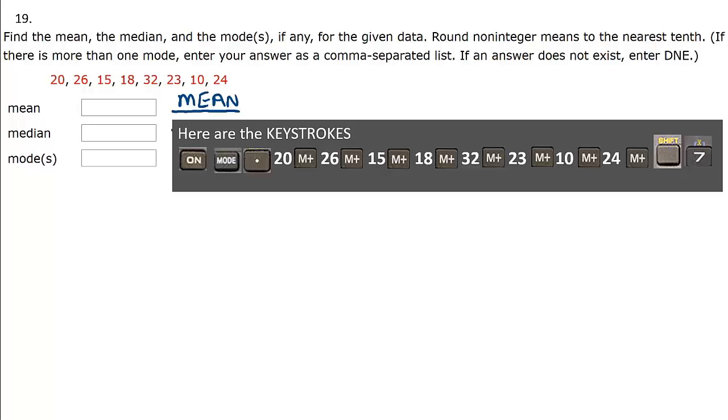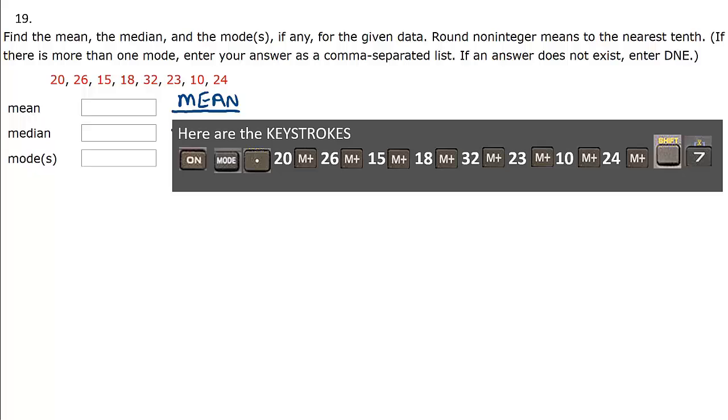Remember, when you calculate the mean, you're going to make sure that you don't have anything stuck in the calculator's memory already, so I press on. That sort of clears everything. Mode dot or mode period, whatever you want to call that symbol, puts you into stats mode. Once you're in stats mode, you need to type in the data followed by the M plus key.